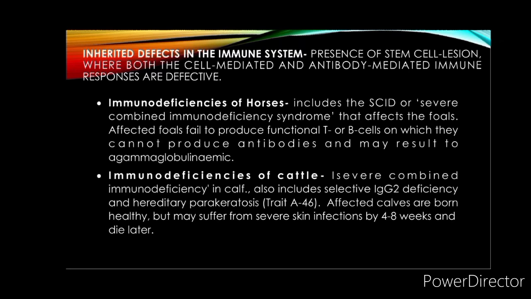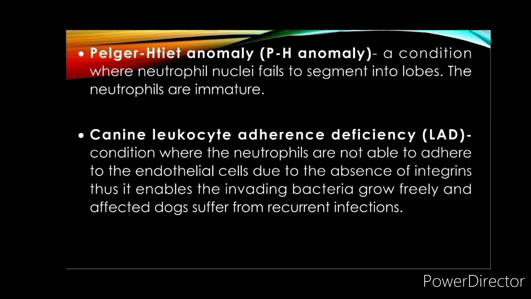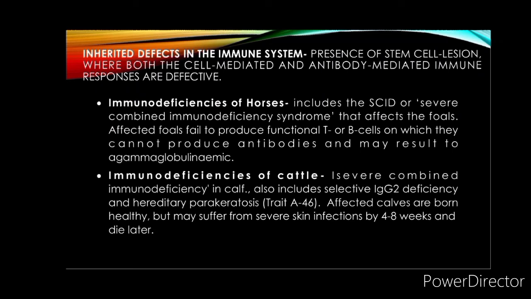Next, we have the immunodeficiencies of the cattle. The severe combined immune deficiency in calves also includes selective deficiencies. Here in the immunodeficiencies of cattle, the affected calves are born healthy but may suffer from severe skin infections by 4 to 8 weeks and die later. There is atrophy of the thymus, spleen, and lymph nodes, and depletion of lymphocytes in the gut-associated lymphoid tissue, or the GALT.